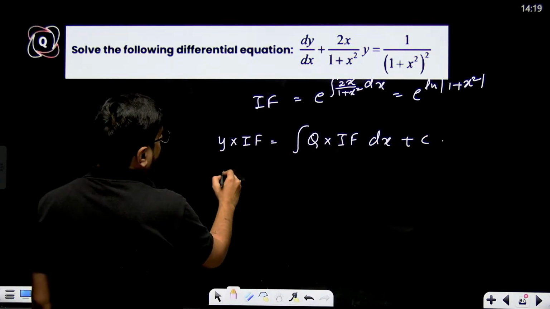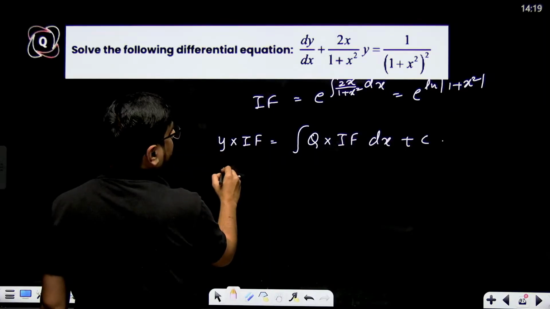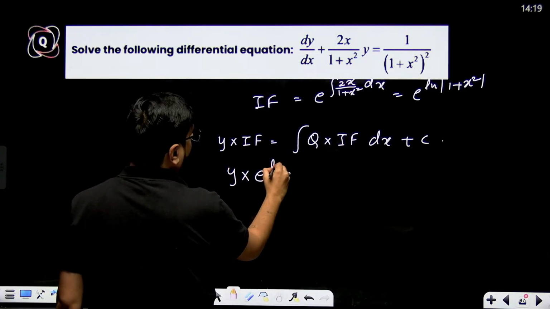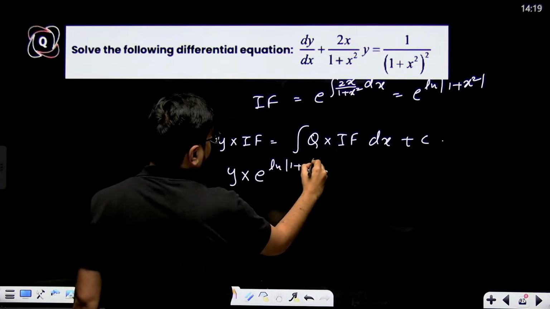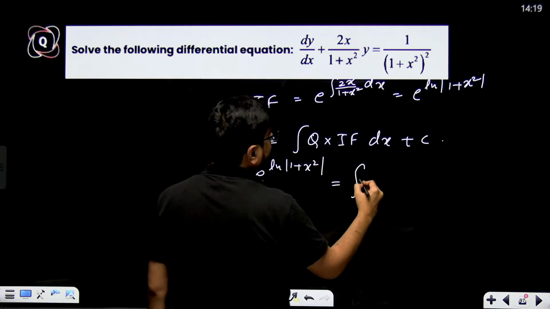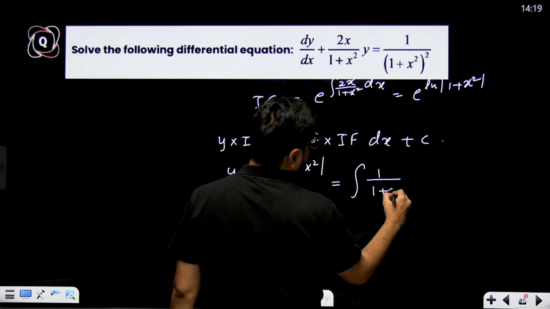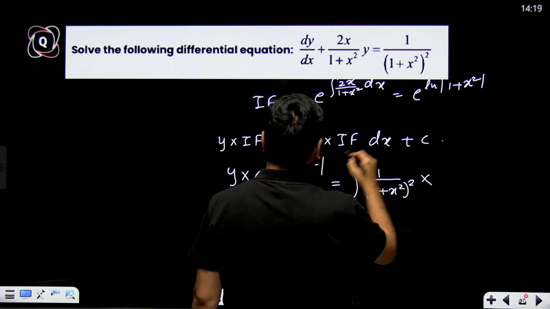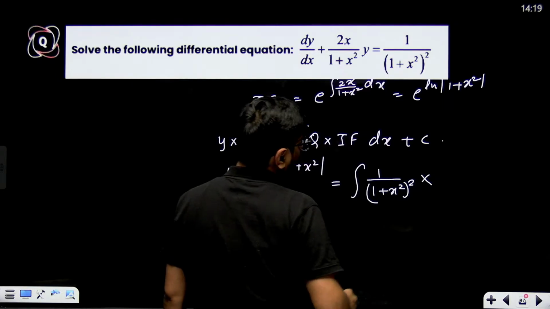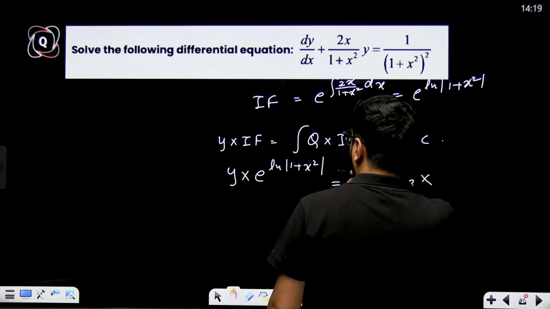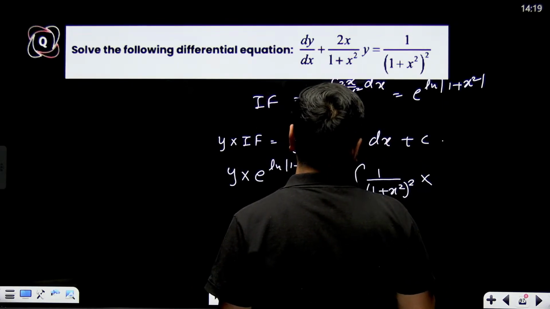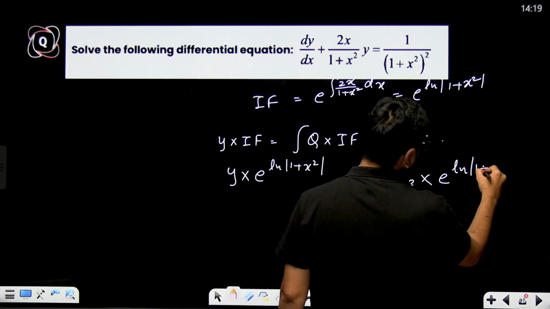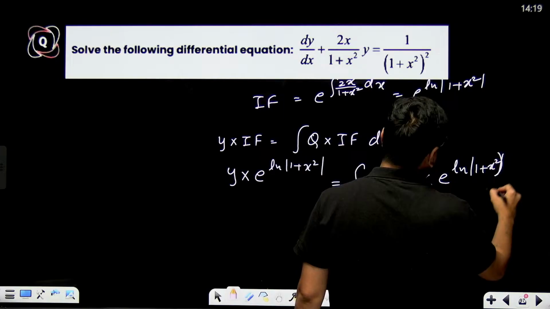So what is y? Simply y into e to the power of ln of 1 plus x square equals integration of q, which is 1 by (1 plus x square) whole square, into integrating factor, e to the power ln of 1 plus x square, dx.